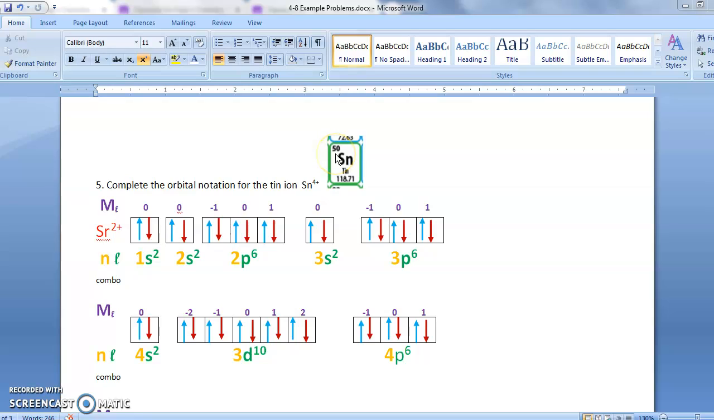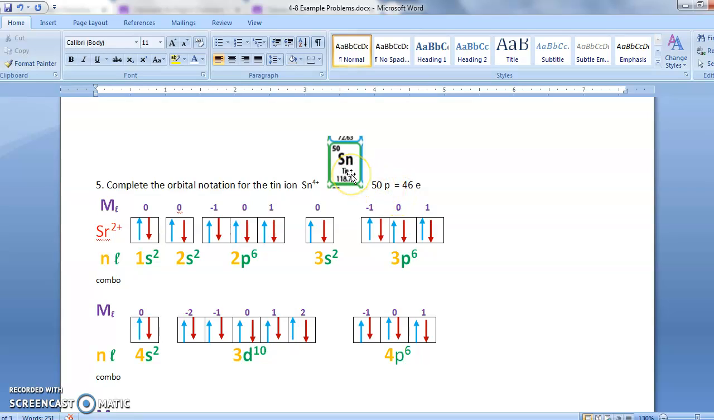It starts with 50 protons, so it would have 50 electrons as well, because when it begins, the number of protons should equal the number of electrons. The number of positive protons should equal the number of negative electrons. Well, if it's 4 positive, then it needs 4 more protons than electrons. So this one should only have 46 electrons when we are finished.